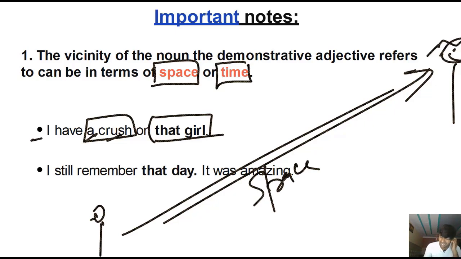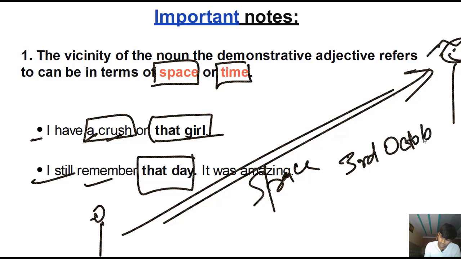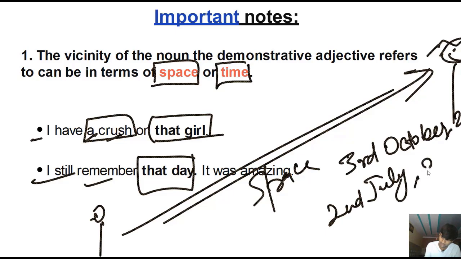Now, I can also talk about the vicinity of a noun in terms of time. I still remember that day. It was amazing. That day. So today is, let's say, 3rd October 2021, and I'm talking about 2nd July 2015. We're talking about that day. So I'm saying I still remember that day. One in number, day, one in number, and quite far away. So I'm here in terms of time, and that day is there.